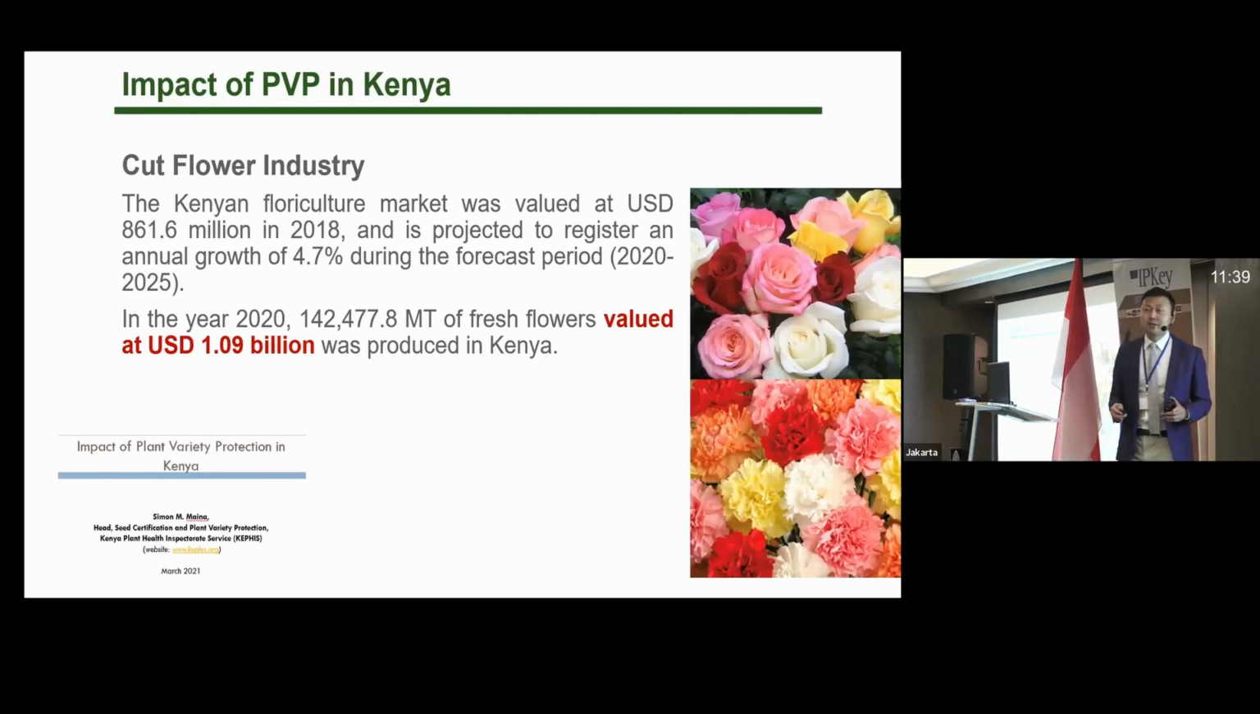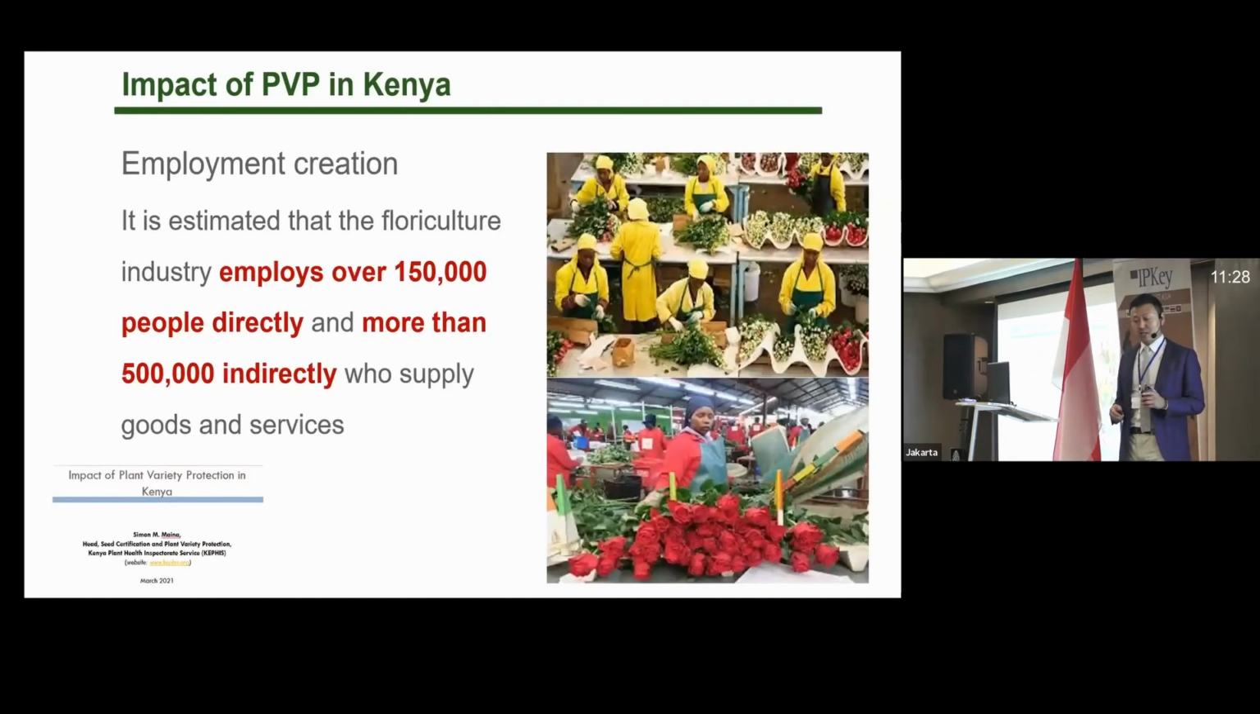And it also brings huge employment, because as you can see, over 150,000 people are hired by the horticulture sector, and indirectly so many people are employed to create the flowers and export them. It's a really huge impact at the national level.